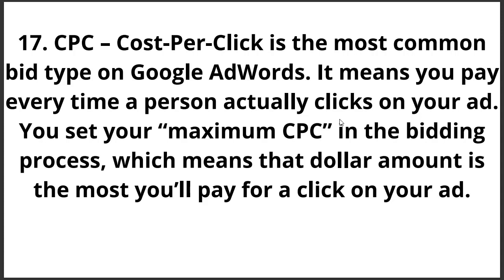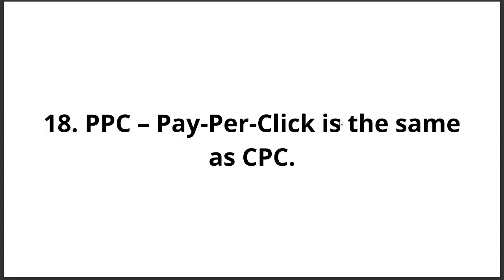CPC, cost per click, is the most common bid type on Google AdWords. It means you pay every time a person actually clicks on your ad. You set your maximum CPC in the bidding process, which means that dollar amount is the most you will pay for a click on your ad. And then PPC, pay per click, is the same as CPC.